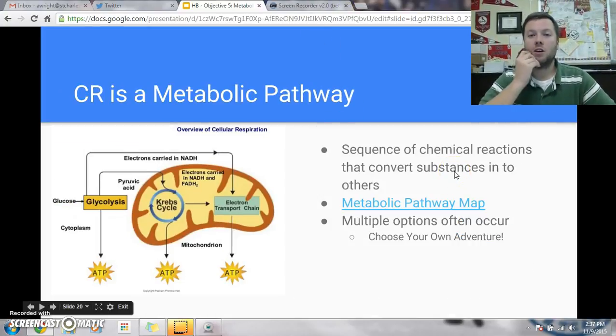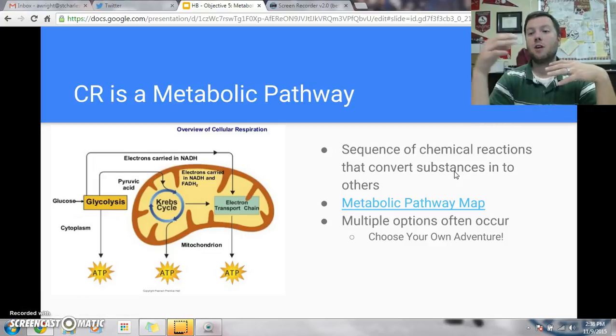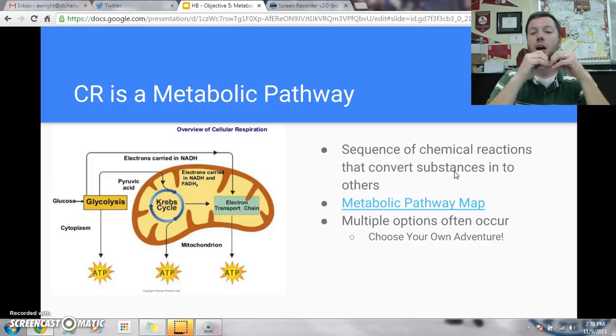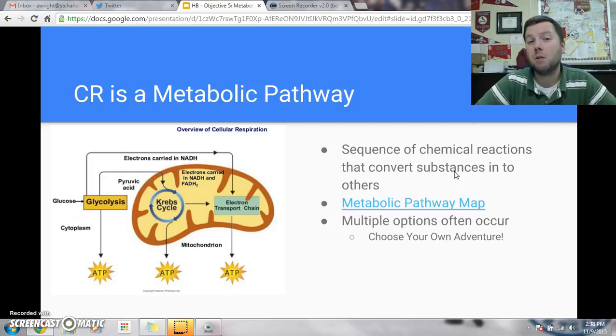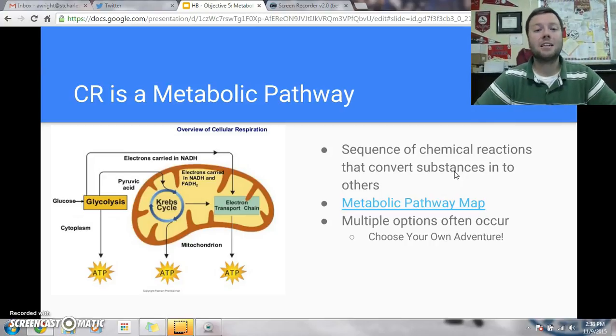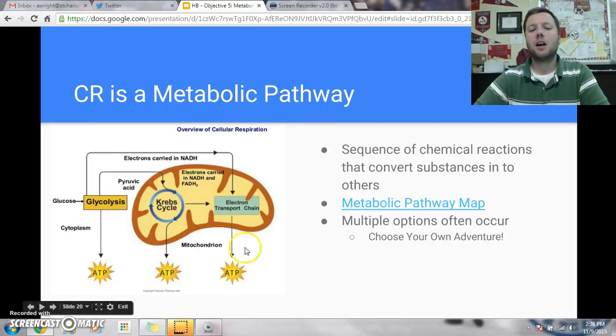So, multiple options can occur. This could depend on if there's oxygen available or not, if you've got lots of glucose or not very much glucose, if your mitochondria system is under stress, or if it's just easy. So it's more of a choose your own adventure based upon what reactants are available. So you see here just kind of an overview. You see ATP is kind of spit out through glycolysis, through something known as the Krebs, also known as the citric acid cycle, and through the Electron Transport Chain, or ETC.